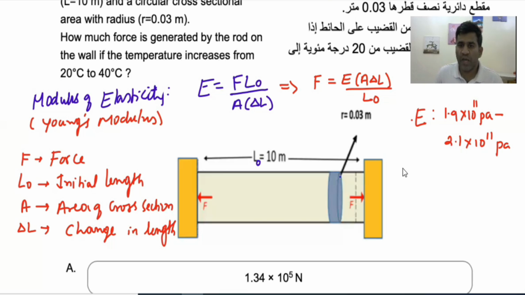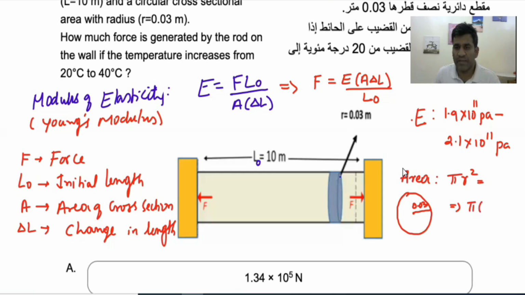So I know the value of E now. I can calculate the value of A, that is the area. If I represent that cross section, it simply looks like a circle, if I look at the front side of it, with a certain radius of 0.03. What is the area of a circle? Area of a circle is pi r square. Substituting, this is written as pi times 0.03 square. So I know the area now. I know the initial length, which has been given to us as 10 meters.